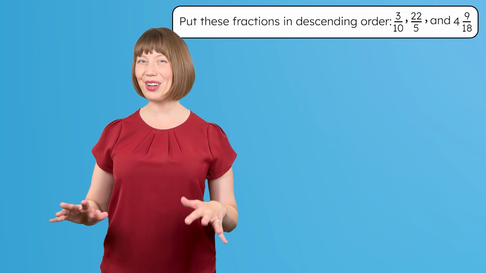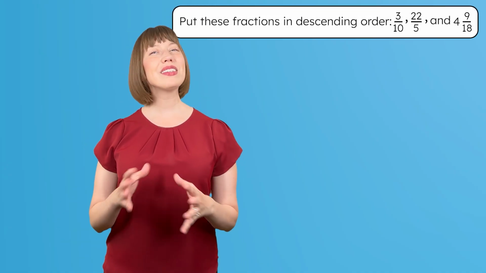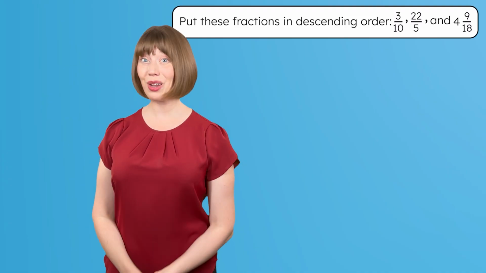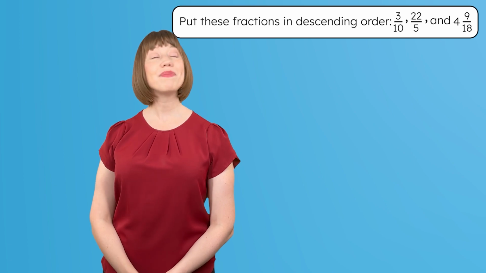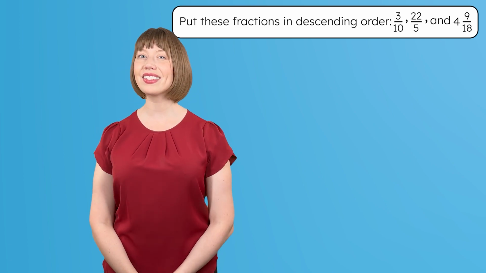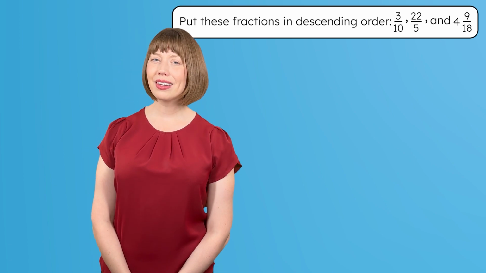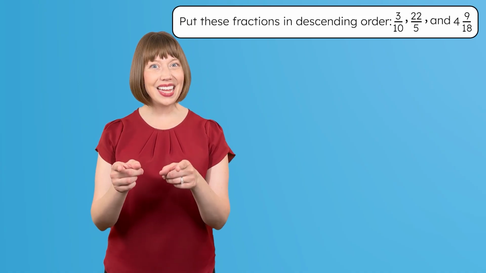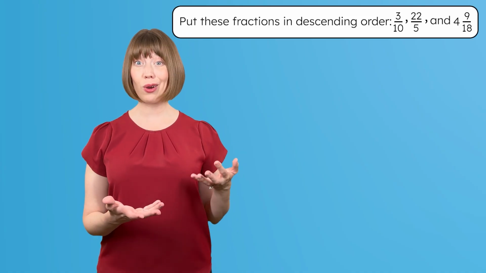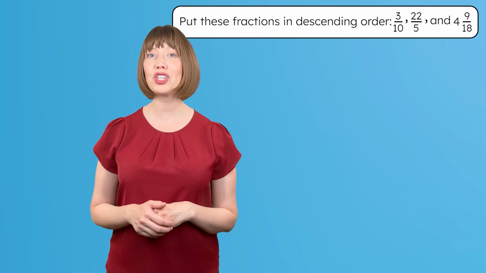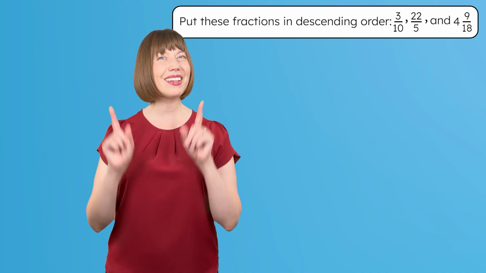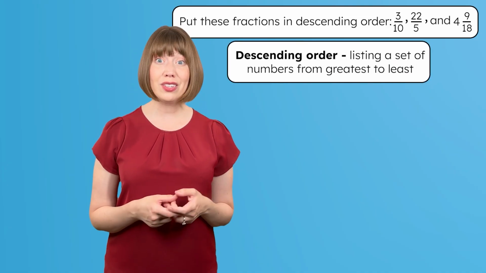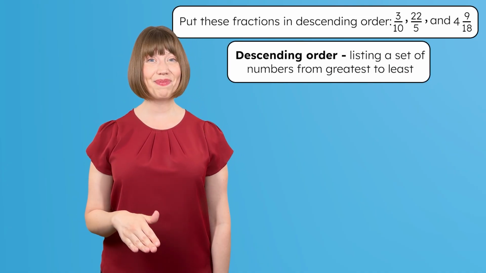We're almost ready for the challenge. Let's put everything together with this problem. Put these fractions in descending order. 3/10, 22/5, and 4 and 9/18. What's different here? Yes, this time our three fractions are a combination of a proper fraction, an improper fraction, and a mixed number. And it's descending order, which means going from greatest to least.